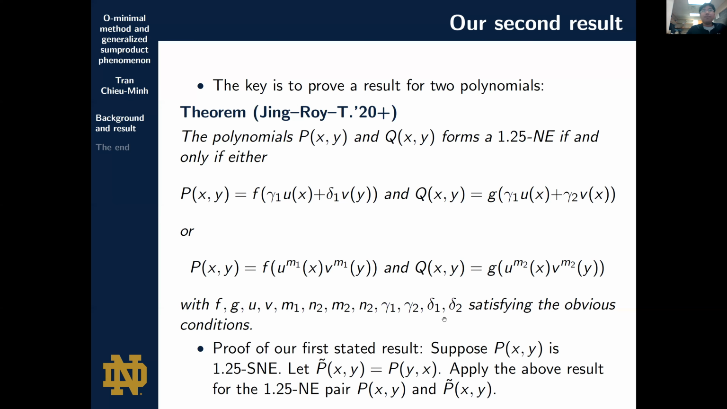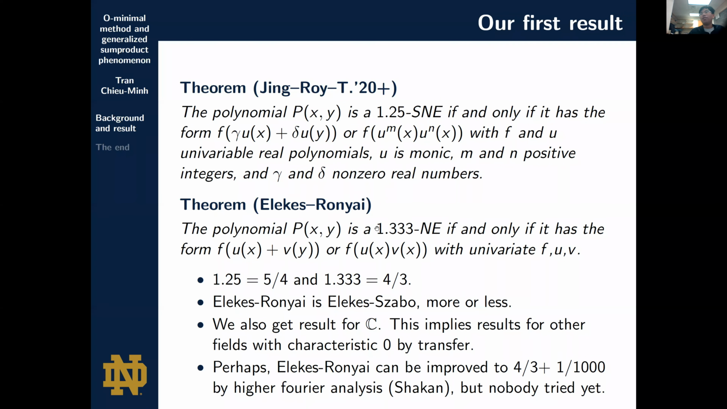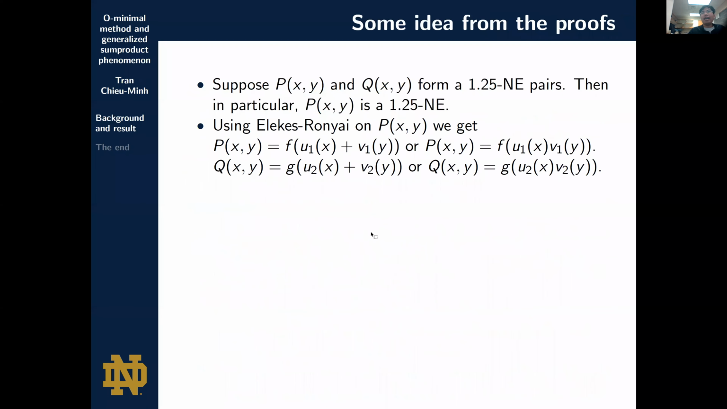From the proof of this theorem for two polynomials, you can prove the earlier stated result using a trick. Suppose P(x,y) is a 1.25 symmetric non-expanding pair. We define P tilde (x,y) to be P(y,x). We flip the variables, and then apply the above. So now P(x,y) is a non-symmetric expanding pair, and P tilde (x,y) is also a non-symmetric expanding pair with the pair A, A. As a consequence, you get that the structure of P(x,y) must be the same as P(y,x), and that basically forces you to have the same polynomial. That is basically the idea. So probably I won't have that much time.